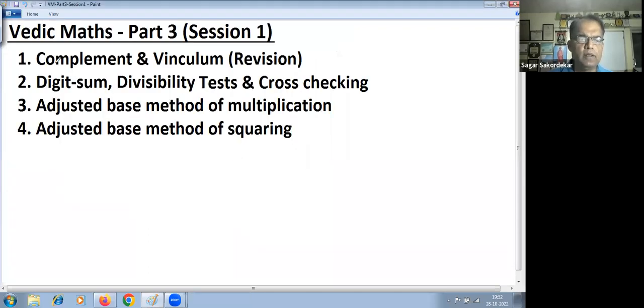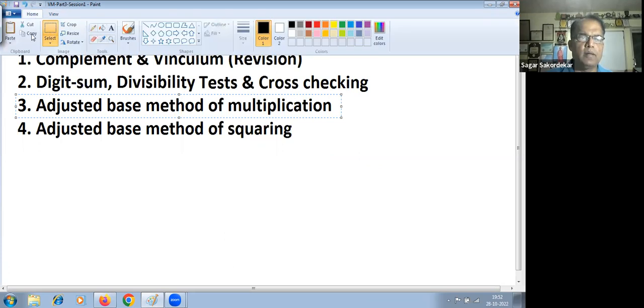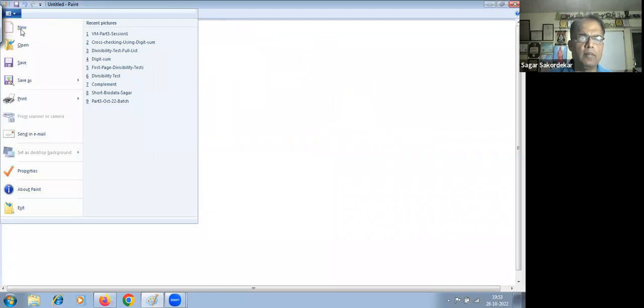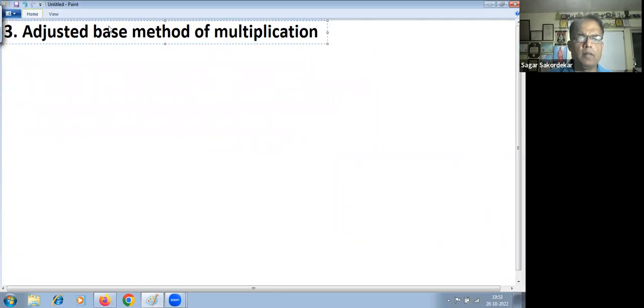Okay, so we have completed the first two topics: complement and Vinculum revision, then digit sum, divisibility test, and cross-checking is what we have just finished. Now we'll move to the adjusted base method of multiplication. You already studied the base method of multiplication. Now this is by adjusting the base.